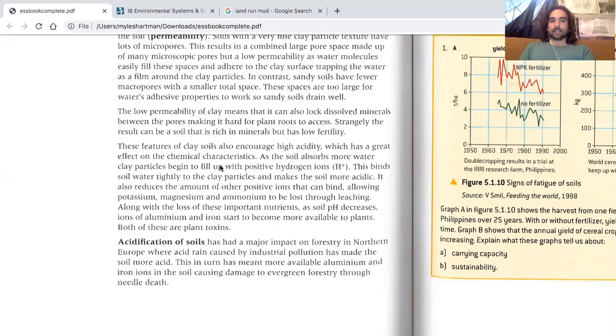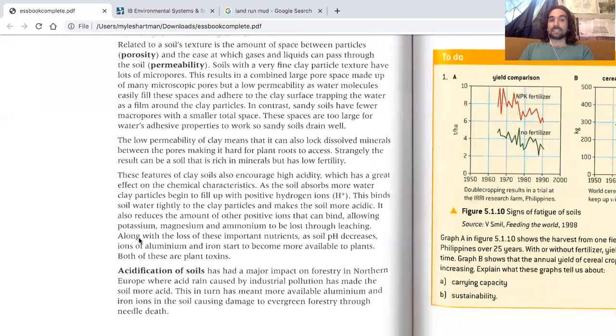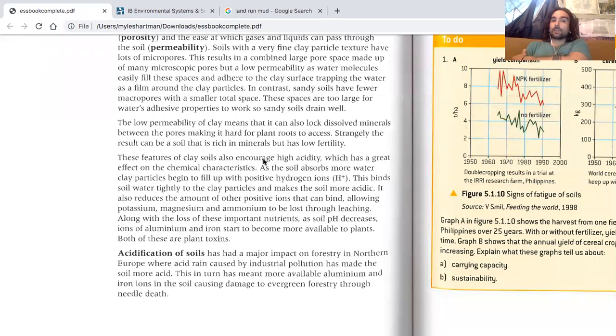So we're going to kind of focus on clay some more and get into pH and acidity. So clay soils encourage high acidity. So clay, high nutrients, but low permeability, low fertility, high acidity. The high acidity has some benefits.